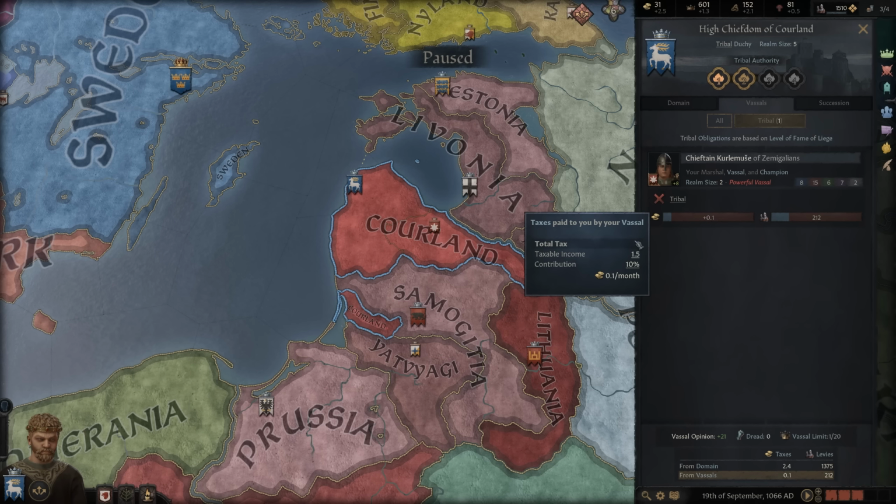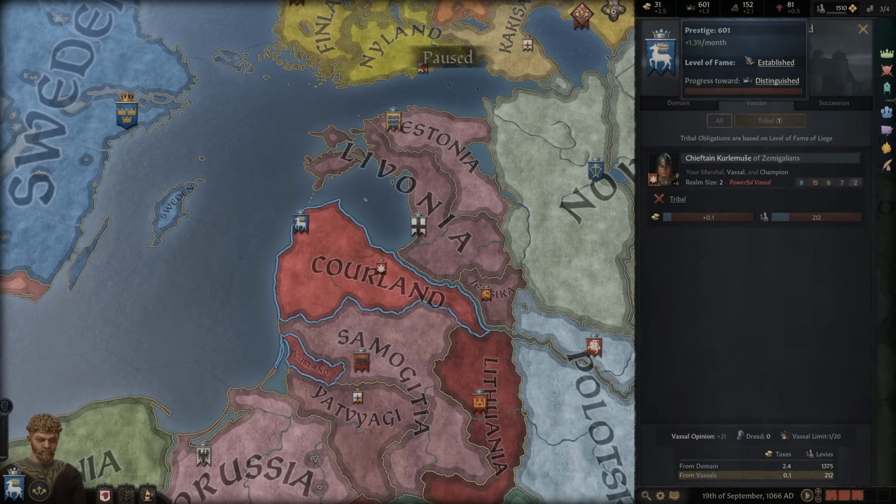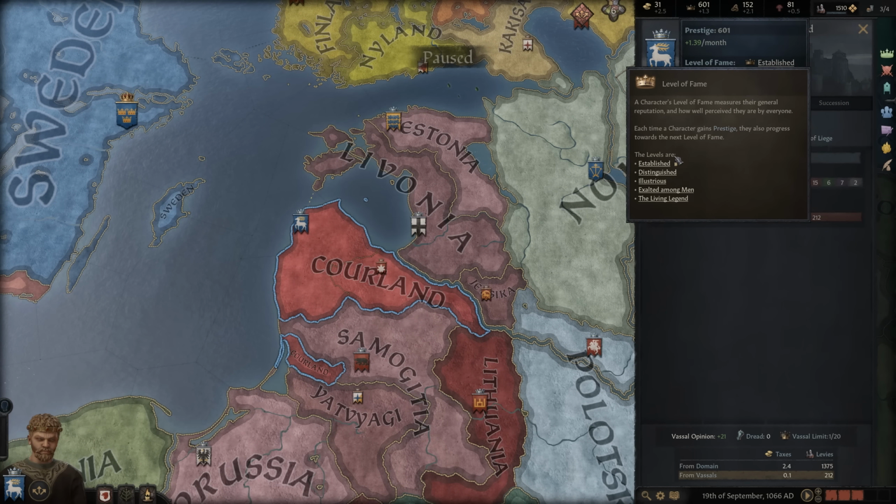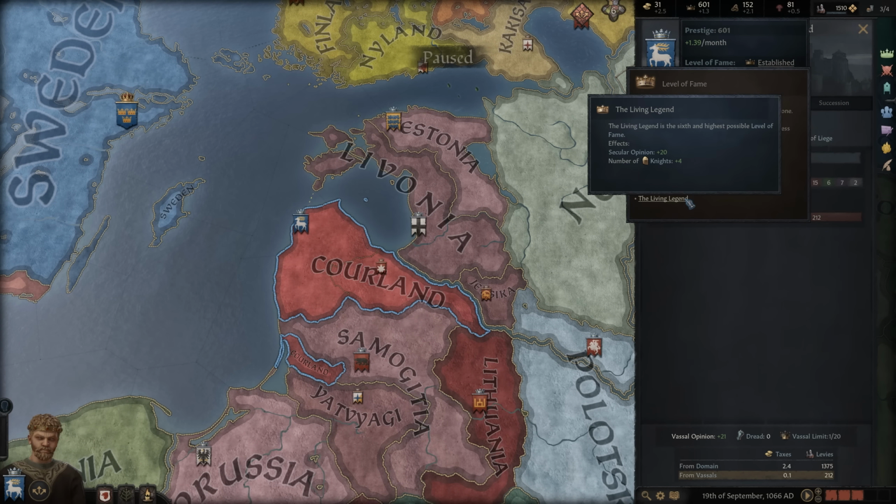So let's take a look here. He's giving me 10%. Disgraced, I believe, is the one below this. And I think that they still give you 0% at that level. So as you progress up from established to living legend, you'll go up 10% taxes and 20% levies to a max of 50% taxes and 100% levies at max.